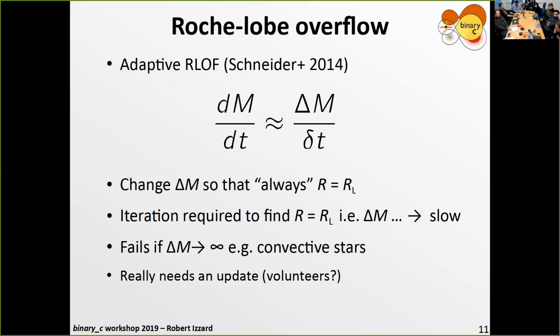So there can be differences, particularly in massive stars. It's less of an issue in low mass stars, but in massive stars, it is quite a big difference.